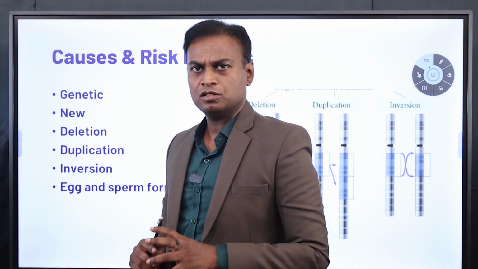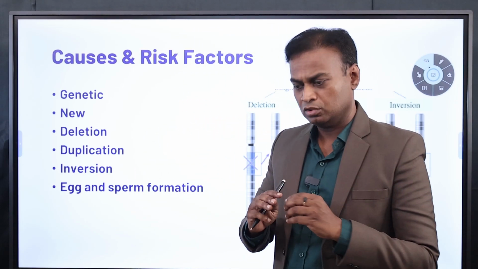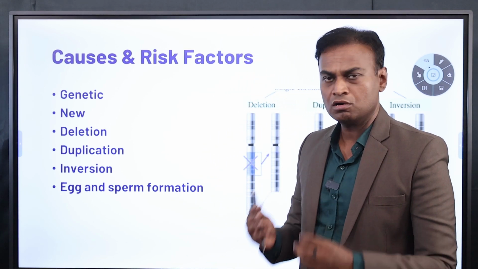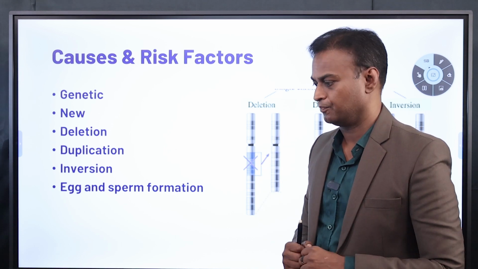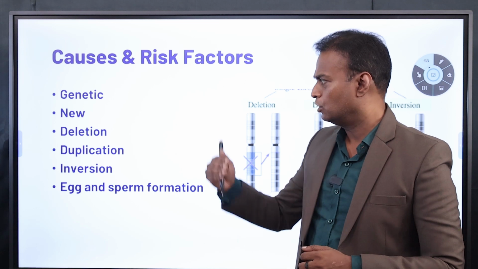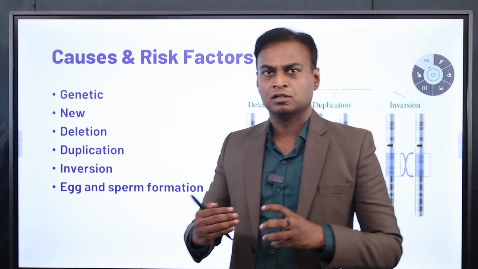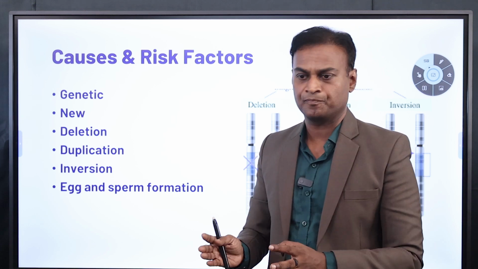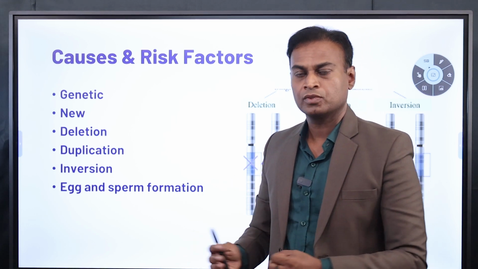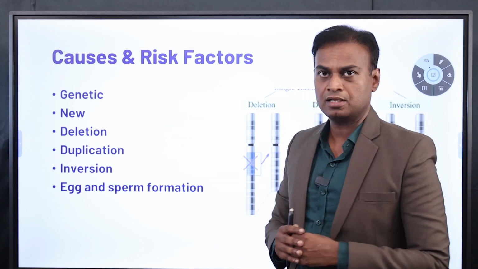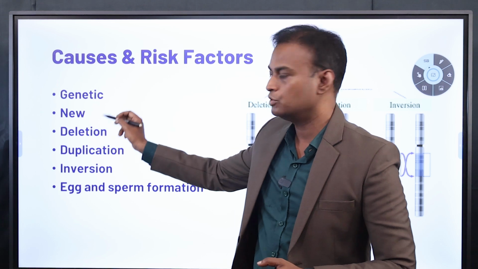genetics. We have understood now how the egg and sperms are formed. When the egg and sperms are formed, what happens to the genes within them? For example, the first genetic defect: these are new genetic defects. New genetic defects means these defects are formed during the formation of egg or sperm. When the eggs are formed in the mother or when the sperms are formed in the father, these defects can occur. We call them new defects.